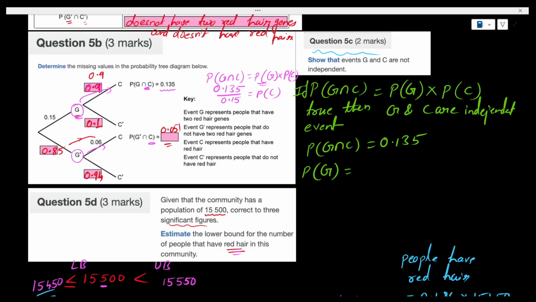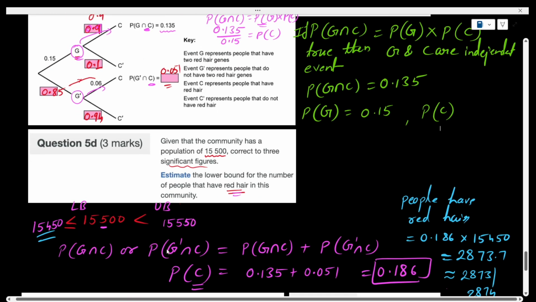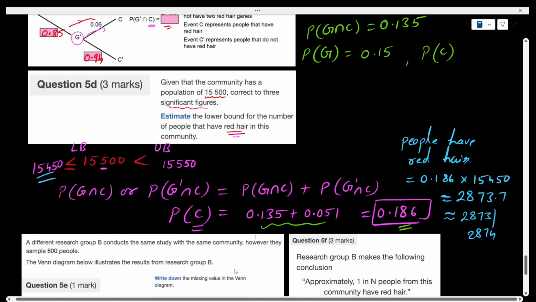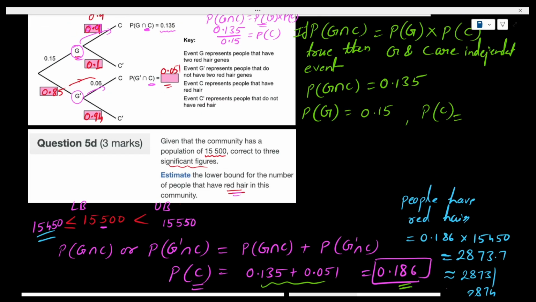Probability that there are two red genes here is 0.15, and the probability of having red hair you already calculated in part 5D, because we need to do this calculation. This is 0.186 because you need to add their probabilities. You need to show this calculation here, right?